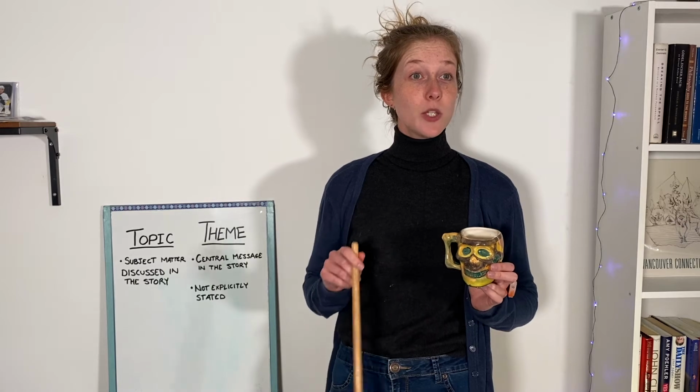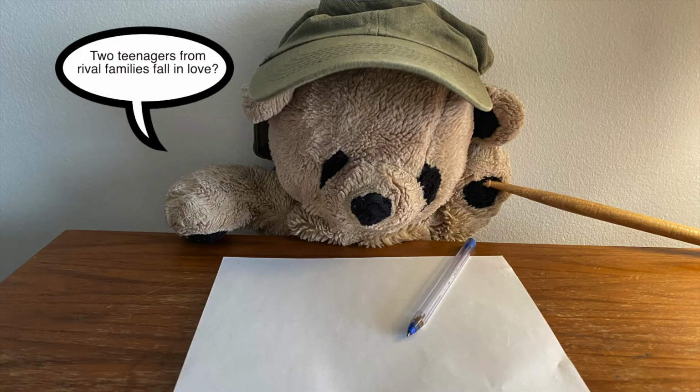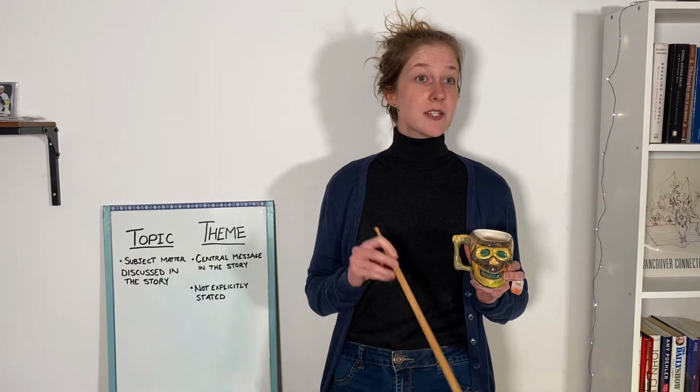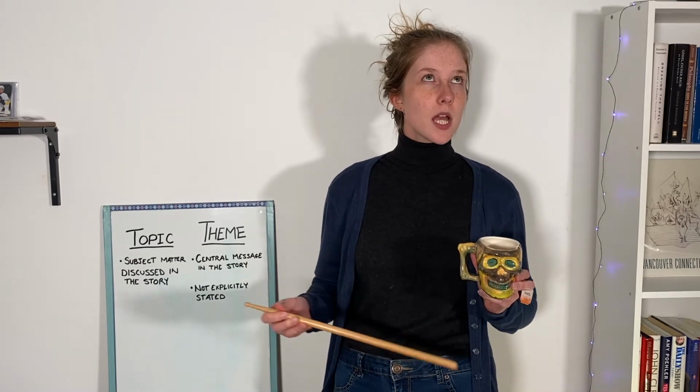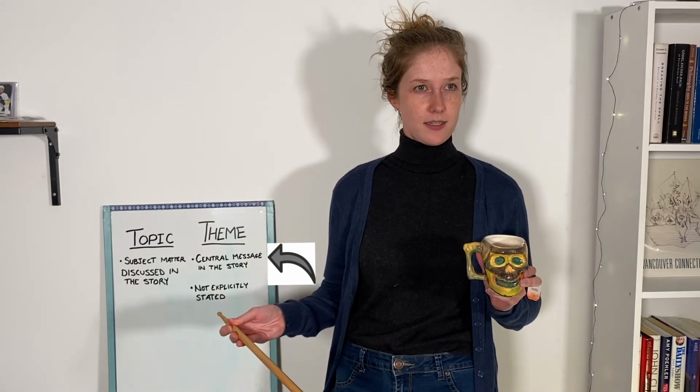Okay, so let's hear what you came up with for a theme for Romeo and Juliet. Two teenagers from rival families fall in love. Okay, two teenagers from rival families fall in love. Now, what larger message or opinion is that conveying?